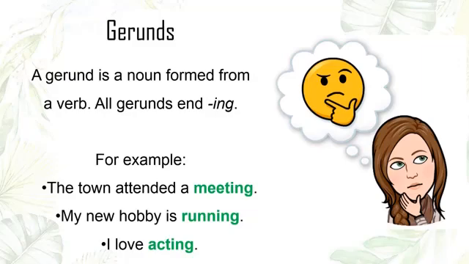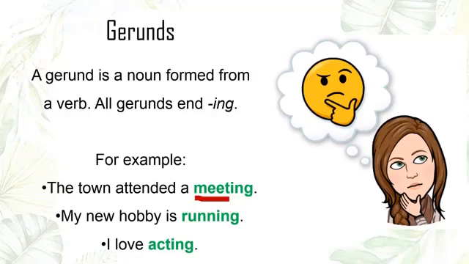The next language structure that we are going to look at today are gerunds. A gerund is a noun formed from a verb. So all gerunds end in ing. So for example, the town attended a meeting. In this one, we've taken the verb meet, I meet with your parents, and added ing, and it has formed a noun. It has the function of a noun in that sentence.